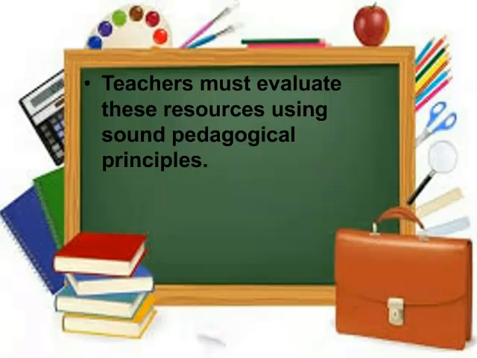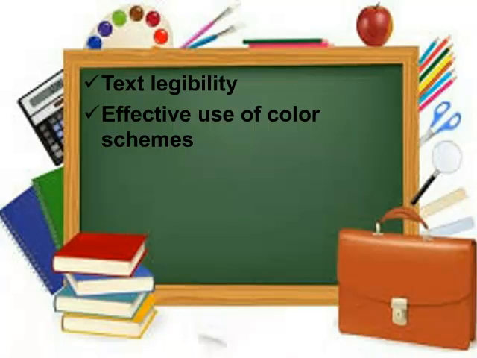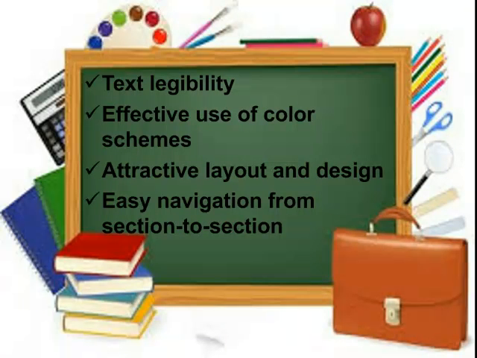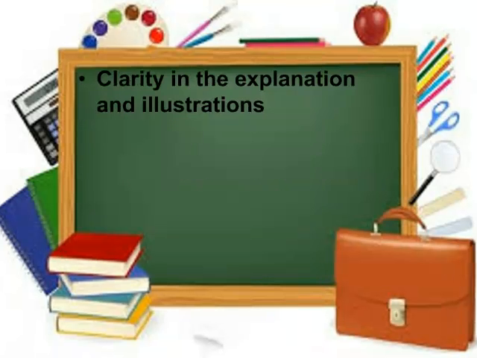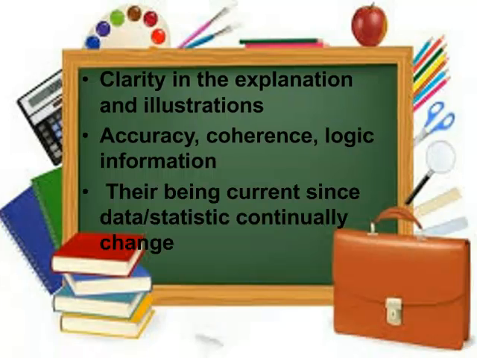Fourth, among design and content elements to evaluate are the text legibility, effective use of color schemes, attractive layout and design, and easy navigation from section to section, such as from game to tutorial to drill and practice section. Fifth, observe clarity in the explanations and illustration of concepts and principles. Sixth, maintain accuracy, coherence, and logic of information.